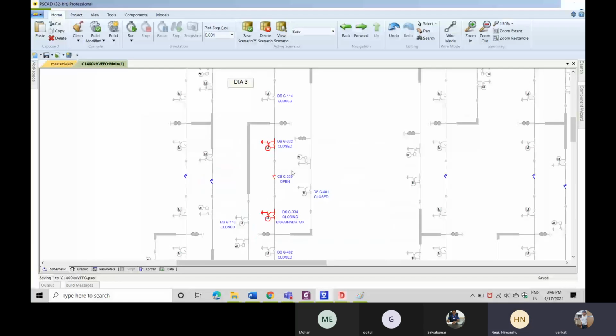It won't be going into close. It will always be kept open. And that's how you are trying to measure the voltage that will appear on this open end and the other.